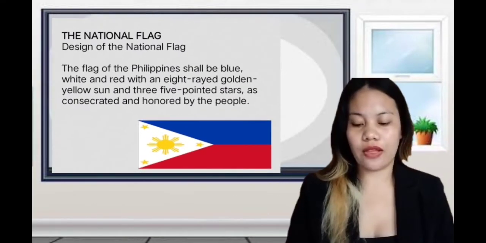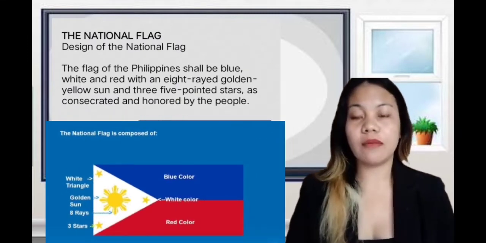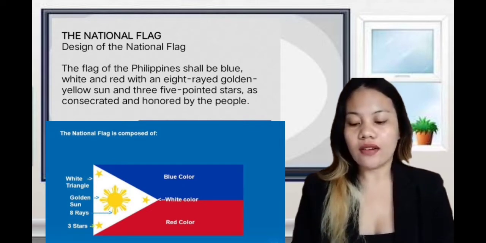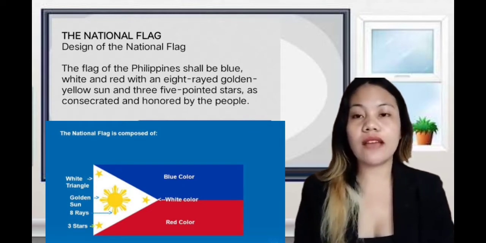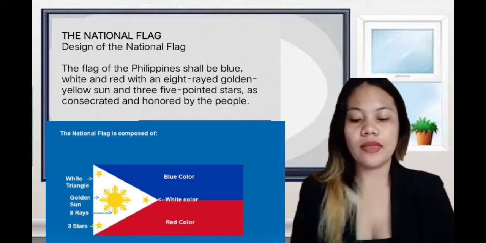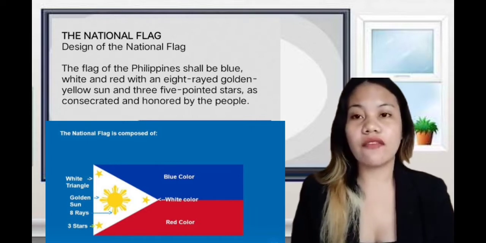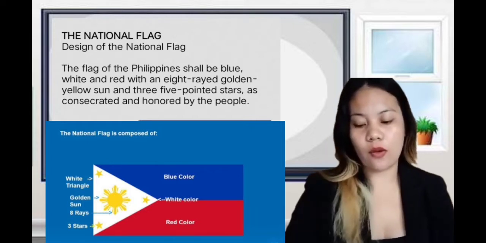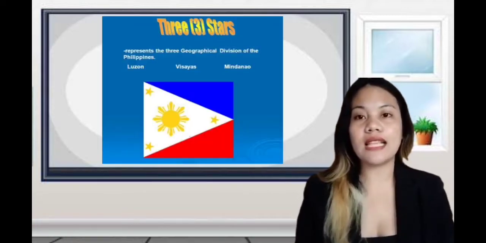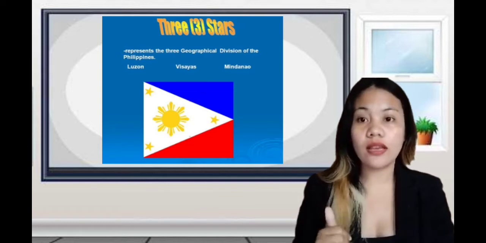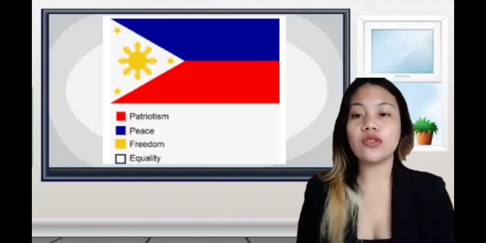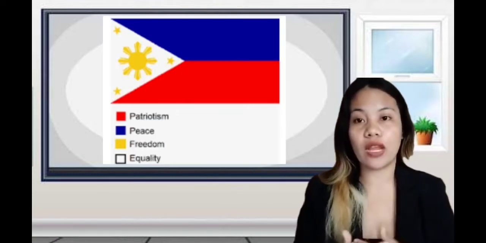So, the national flag. The flag of the Philippines shall be blue, white, and red, with an eight-rayed golden yellow sun and three five-pointed stars as consecrated and honored by the people. So, what does the Philippine flag represent? The three stars stand for the three big islands of the Philippines, namely Luzon, Visayas, and Mindanao. As for the colors, white represents hope for equality.